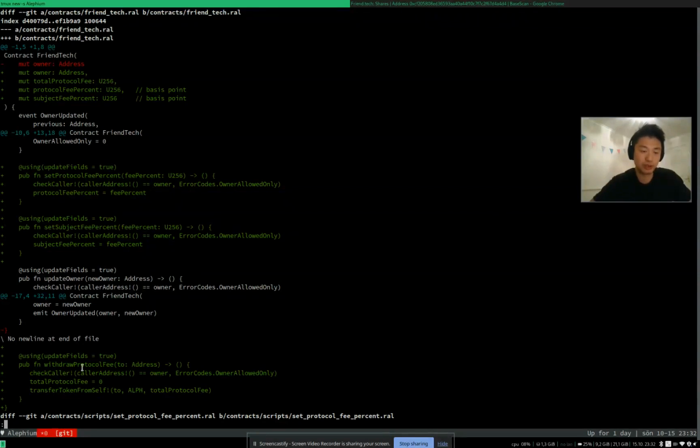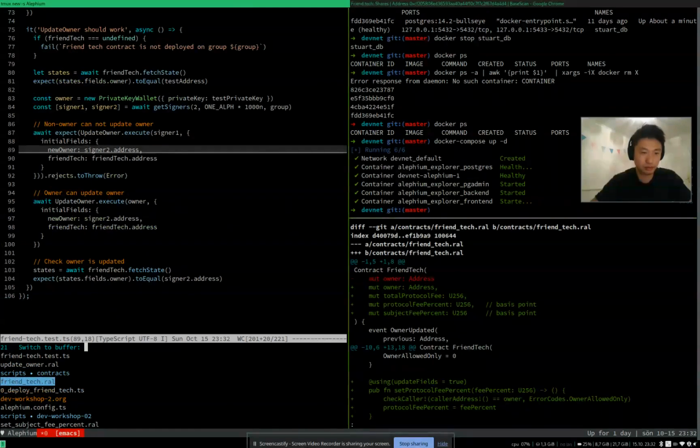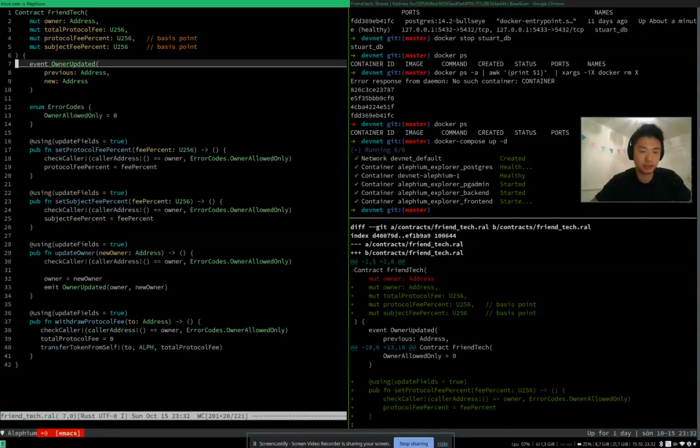So basically, the owner has the protocol fee. So here we have this withdraw protocol fee function. When the owner calls it, it basically gets all the protocol fee and sets this value to 0 again. Next time, when you accumulate enough protocol fees, you can call this again and withdraw the remaining protocol fees. So that's a more efficient way to do this. Nice. So yeah, this is the contract.